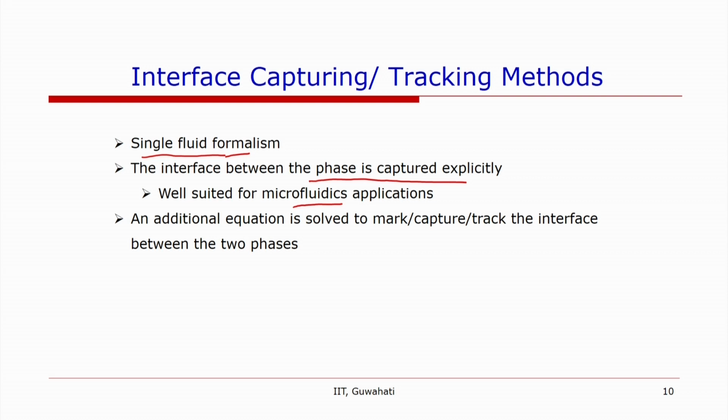For that, one additional equation is solved, for the advection of the interface, and this particular feature distinguishes different methods which are there to model two phase flows. For example, in the volume of fluid method, the volume of fluid that is present in a cell is used as a marker function, and that is how one identifies the interface.